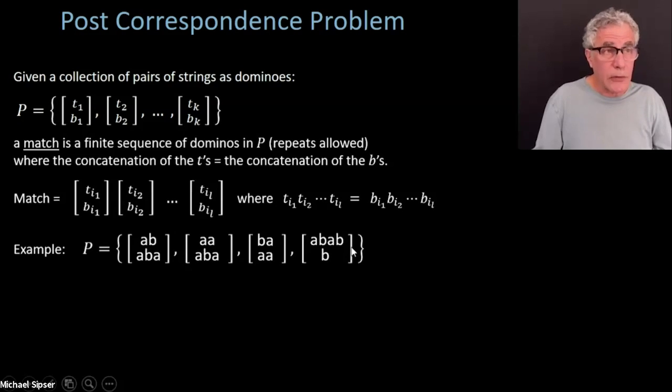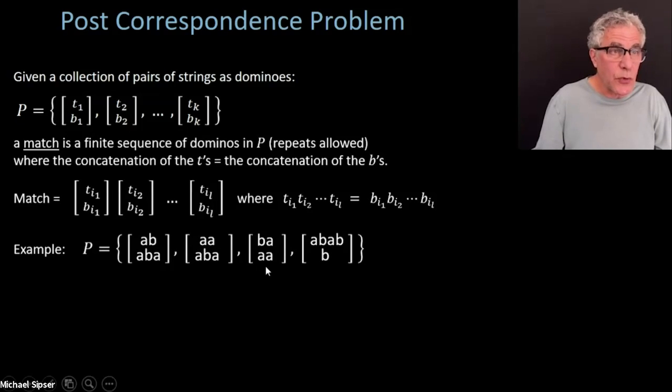Here is a bunch of dominoes, four. What I want to know is whether there is some selection of these dominoes. Again, you can repeat dominoes, otherwise it would not be an interesting problem. You can repeat these as many times as you like, and I want to line them up so that what you get by reading along the top is the same as what you get by reading along the bottom. If you just stare at this and try to make a match, you'll see that there's only one possible way to start.